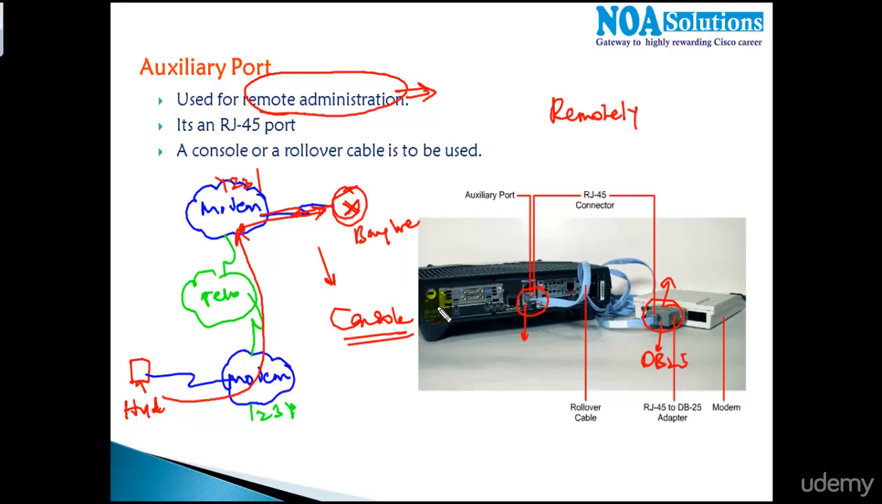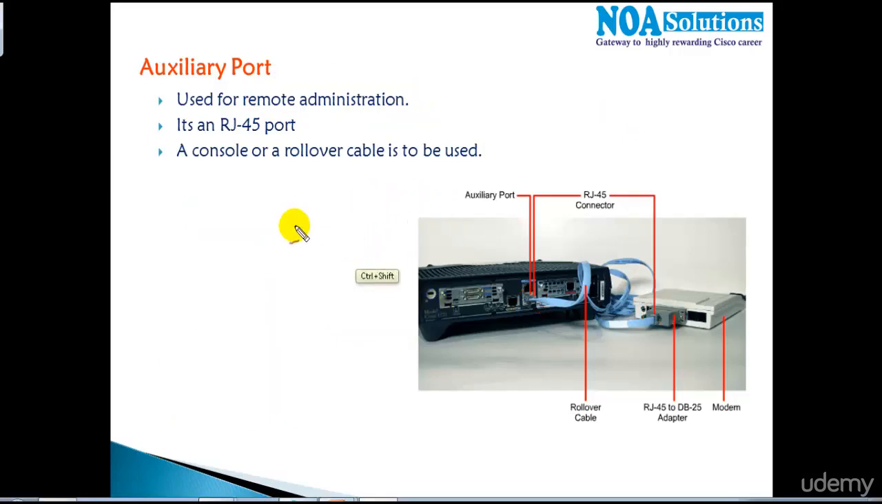Okay, so the major drawback with this kind of auxiliary connection is that it is not reliable. Reliability is one of the major factors, and it doesn't support high-speed data transfers because it's just a dial-up connection, and also it is not reliable.